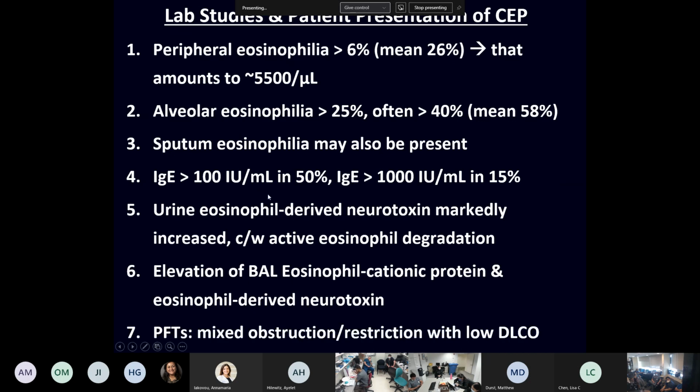If you do PFTs on these patients, because of their underlying asthma, they will have obstructive disease. Because of their peripheral opacities, they will have restricted disease. They usually have a mixed obstruction and restriction with a low diffusing capacity because you've lost those functioning alveoli in the periphery.